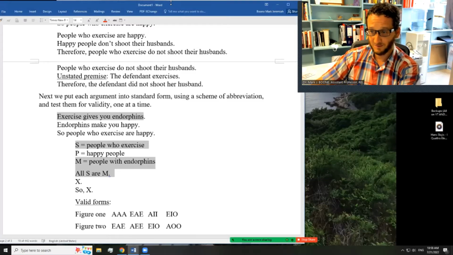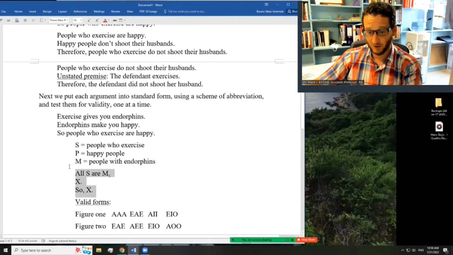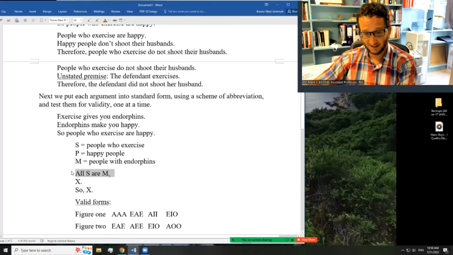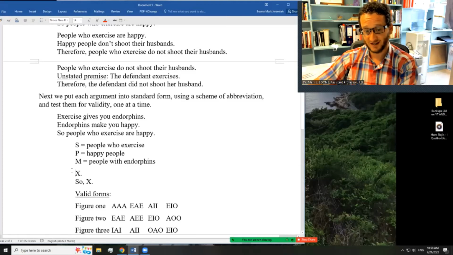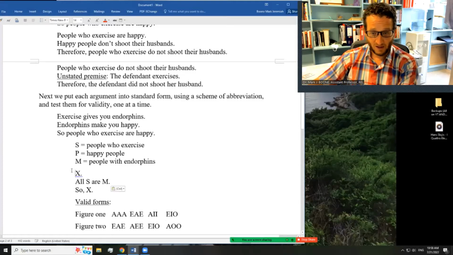Exercise gives you endorphins means all people who exercise are people with endorphins. That's what the argument is telling us. Now, that is the minor premise, you'll note. That's the one with S. All S are M, where S is people who exercise and M is people with endorphins. So that's our minor premise, which means it needs to be written second.